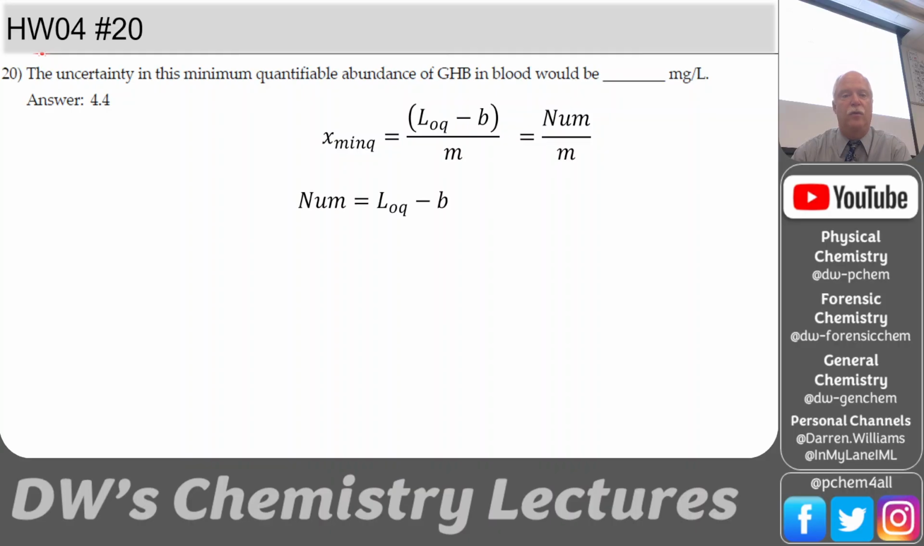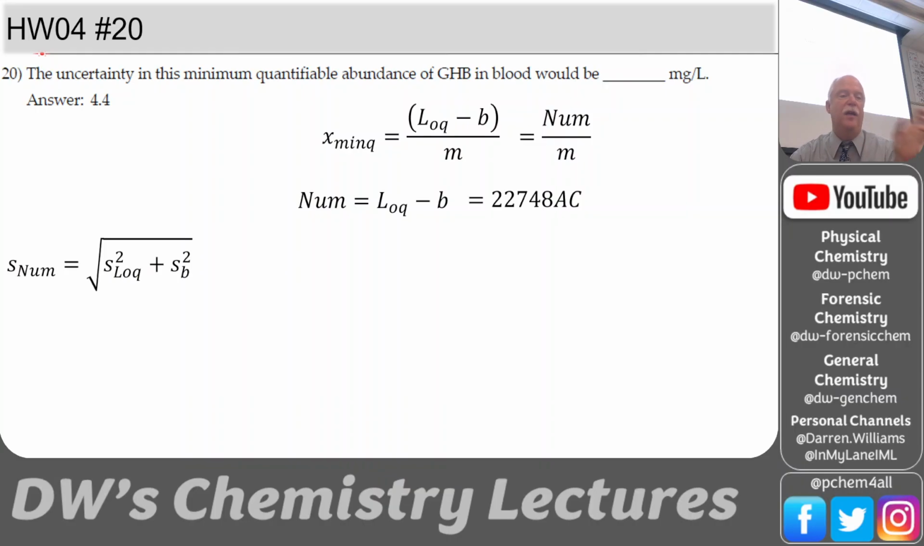This is the calculation for the numerator. It's that difference, and each one of those pieces has uncertainty associated with it. This is a sum and difference, so we use the squares of the standard deviations, the variances, and add those together. This is the numerator value, 22,748 area counts. And so what's our S-num? S-num is the variances added together, and you take the square root.